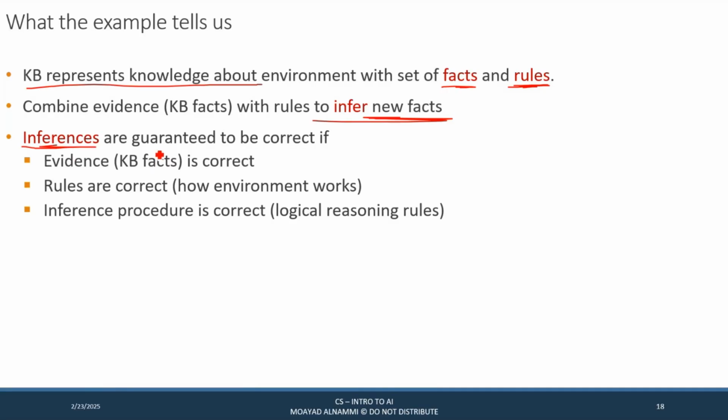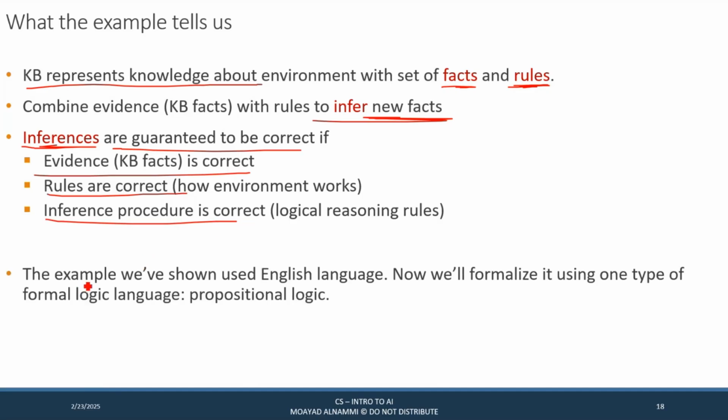This is called inference, right? And inferences are guaranteed to be correct if your evidence in your knowledge base is correct, the rules that you're following make logical sense and are correct, and the inference procedure that you use is correct, right? And we used the English language to do all of this so far.